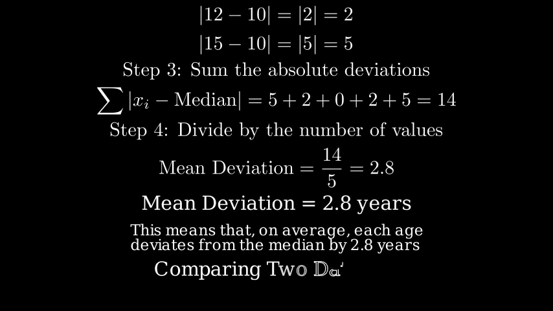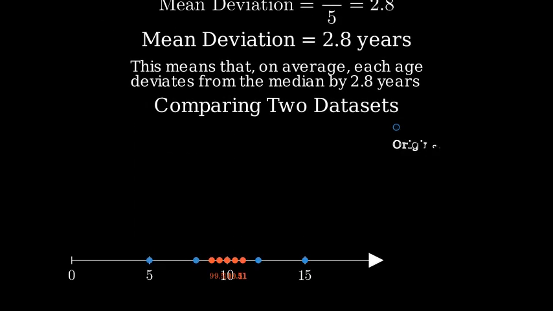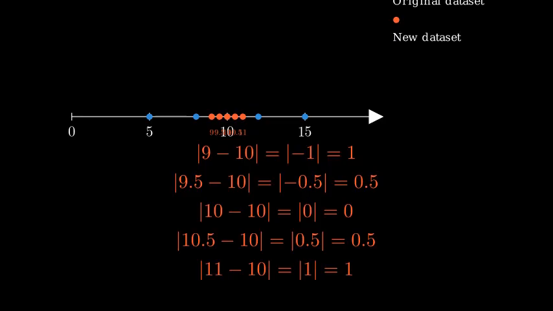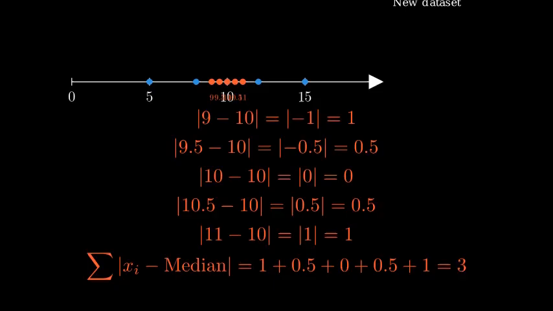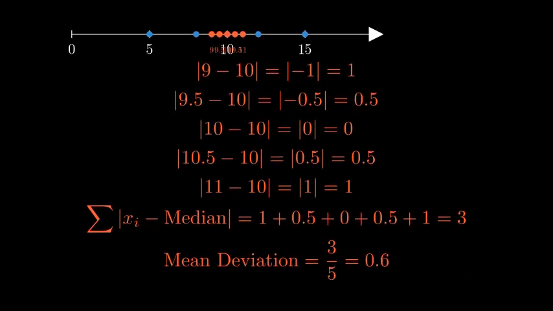To understand the usefulness of mean deviation, let's compare our dataset to another one with the same median but different spread. Consider this new dataset: 9, 9.5, 10, 10.5, and 11. Both datasets have a median of 10, but this new dataset appears to be less spread out. Let's calculate the mean deviation for the new dataset. The absolute deviations from the median are 1, 0.5, 0, 0.5, and 1. The sum is 3, and dividing by 5 gives us a mean deviation of 0.6.